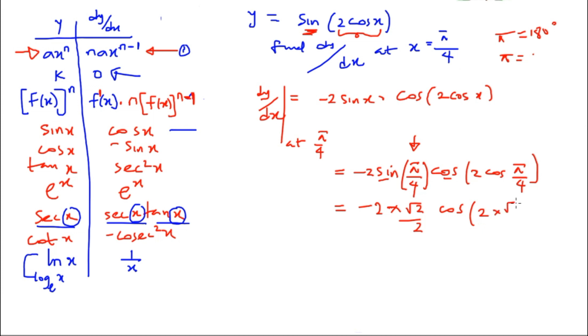So I have root 2 upon 2, so 2 can actually cancel out 2, so that I'll have something of this nature, negative root 2 then cos root 2.